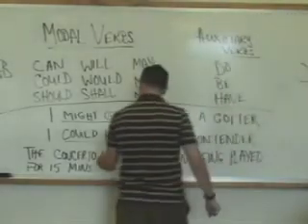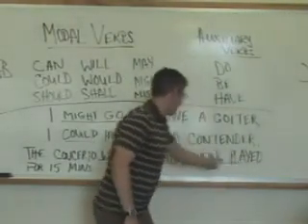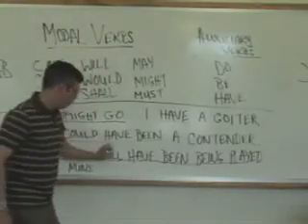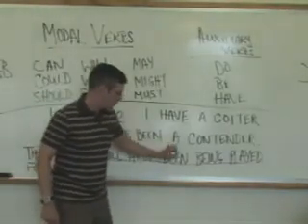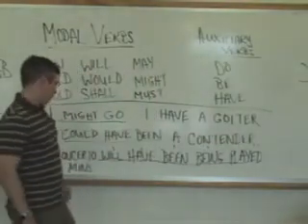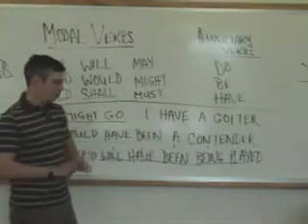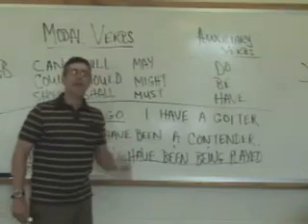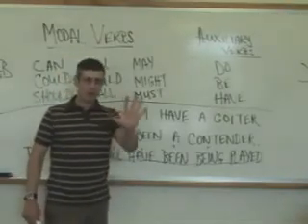Will have been being played, 5 words long: modal, auxiliary, auxiliary, auxiliary, main. Played, main verb. The concerto will have been being played for 15 minutes. There's a 5-word verb for you.